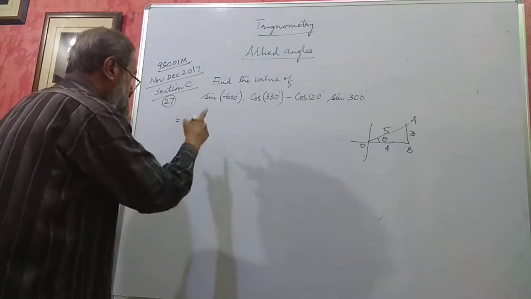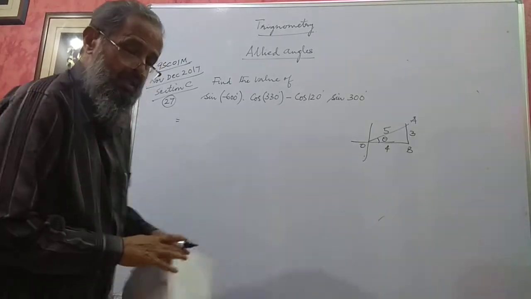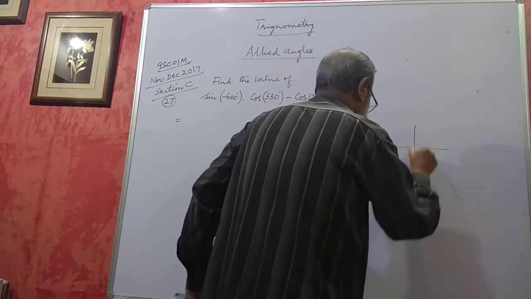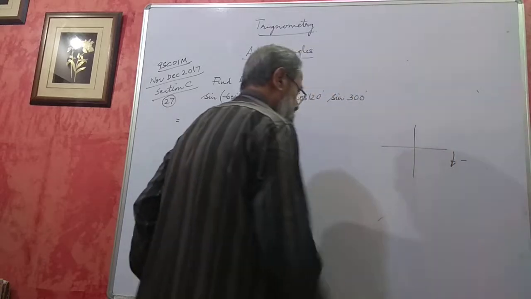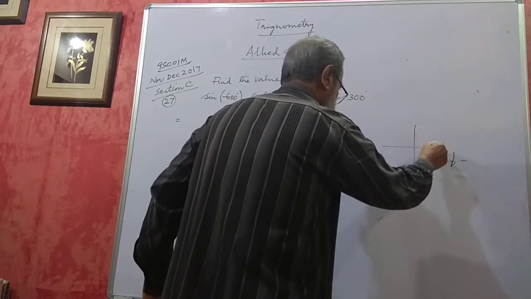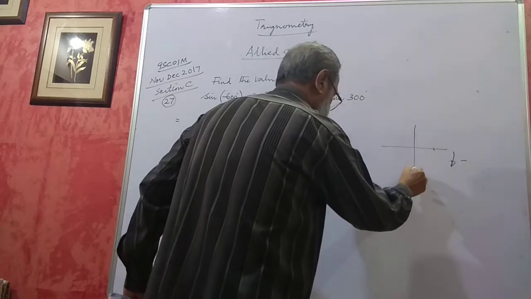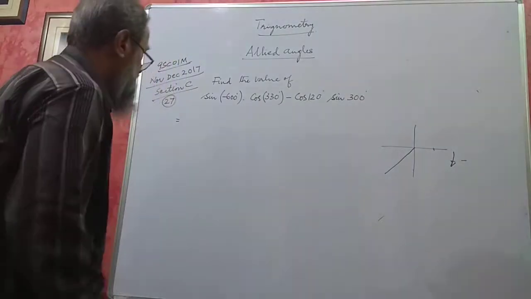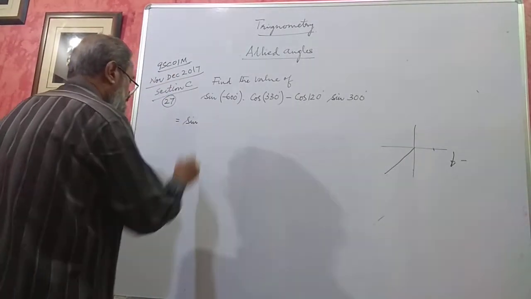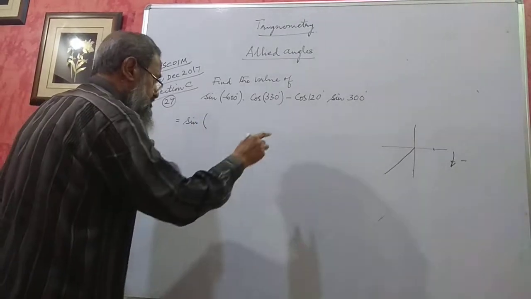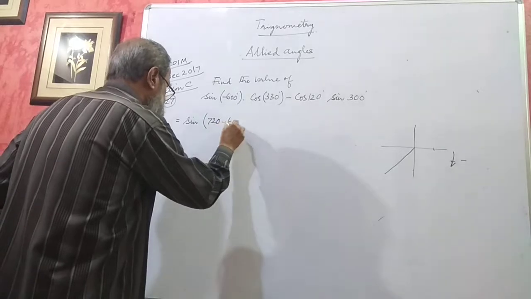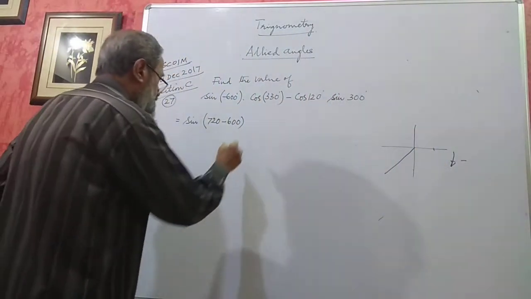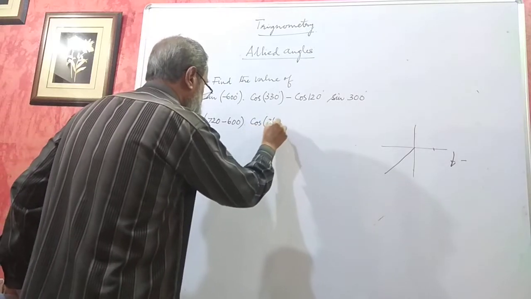So minus 600 means we are moving in this direction. When you complete one round, you have completed 360. Starting again from here, 540, then 600, minus 600 means somewhere here. That can be written as sine of 720 minus 600, since 720 is two full rounds, into cos 330, which can be written as 360 minus 30.